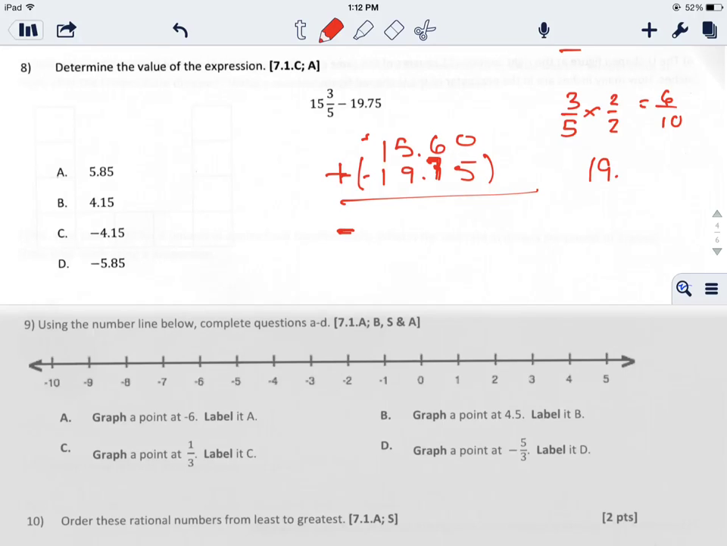So 19.75 minus 15 and 6/10 is going to be 4 and 15/10. Wait. Yeah, 4. Sorry. 4 and 75. No, that's a 15. I can't read my own writing. 4 and 15 hundredths. Okay, it's negative 4 and 15 hundredths. The answer is C.